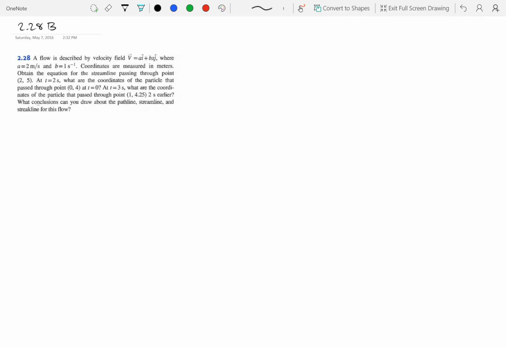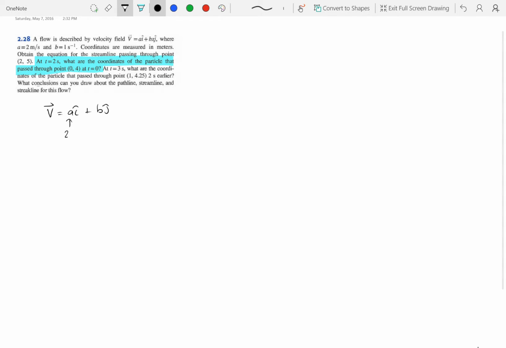Alright, so let's go through 2.28b. By that, I'm referring to the part that says at t equals 2 seconds, what are the coordinates of the particle that passes through the point (0, 4) at t equals 0? So they're still referring to the equation that says that v is equal to ai plus bj, and a is still 2 meters per second, and b is 1 second to the negative 1.